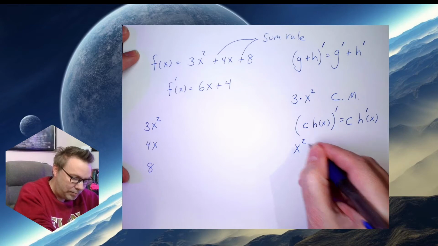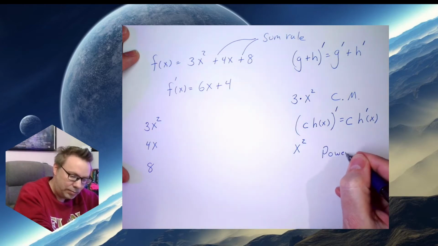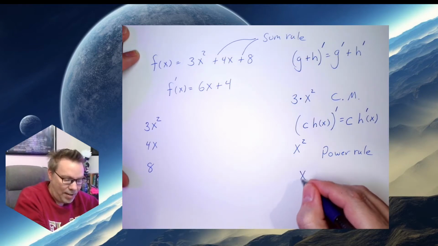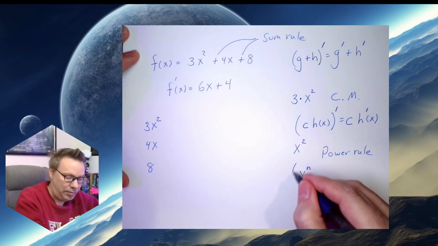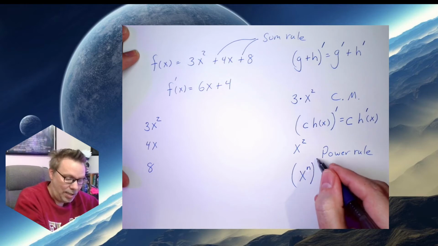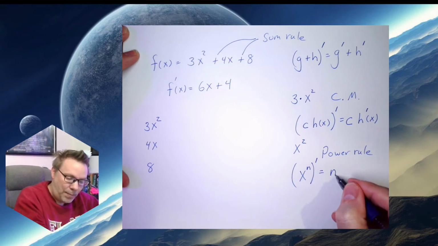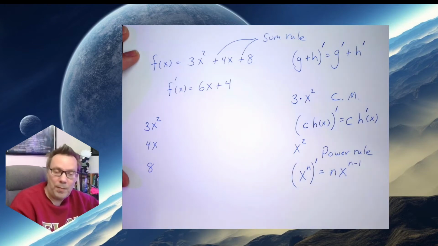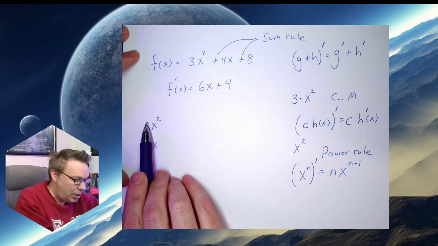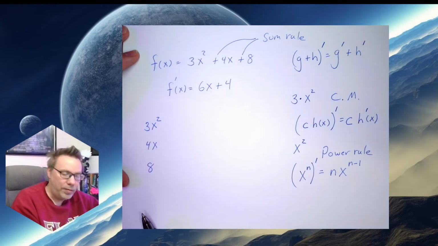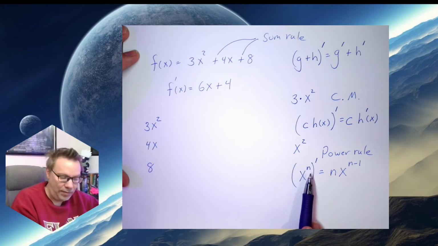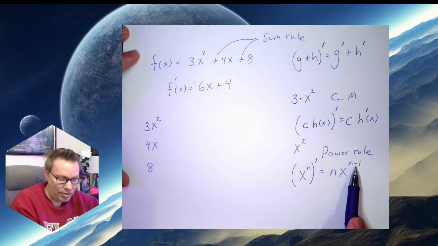The derivative of x squared is something called the power rule. Here's the general power rule. If I have x raised to the nth power and I take the derivative of it, I'm going to drop the power, leave the base alone, and subtract 1 from the power. So I can use these rules to figure out the derivative of 3x squared. The derivative of x squared, if n is equal to 2, is 2 times x to the 2 minus first power, which is 1.